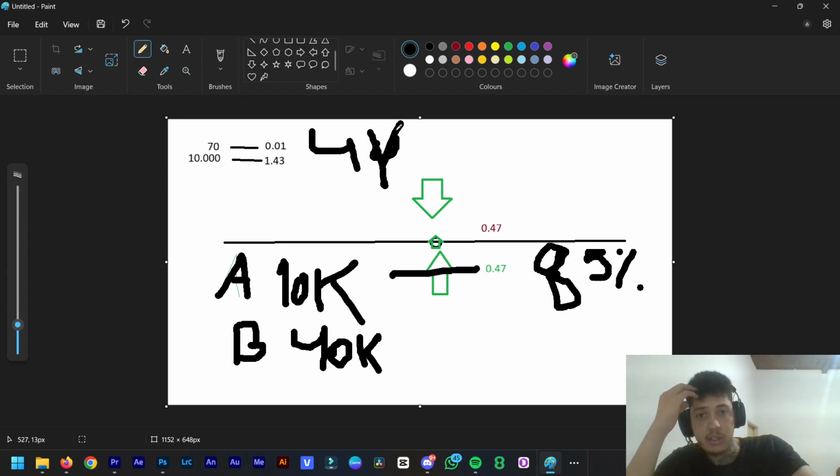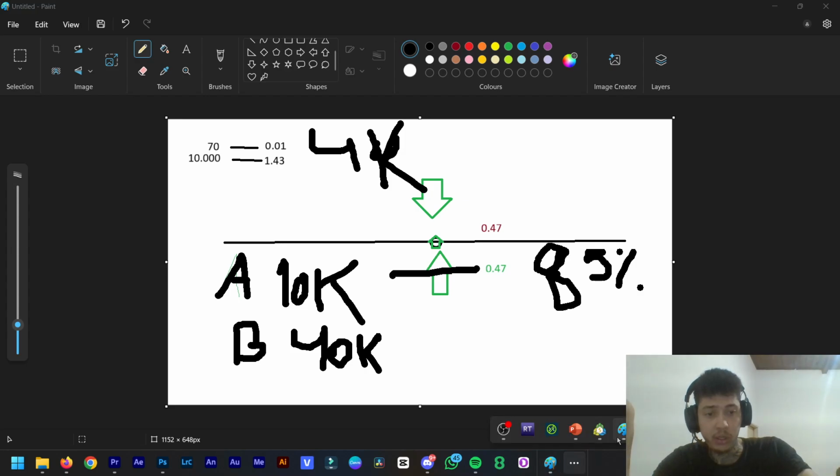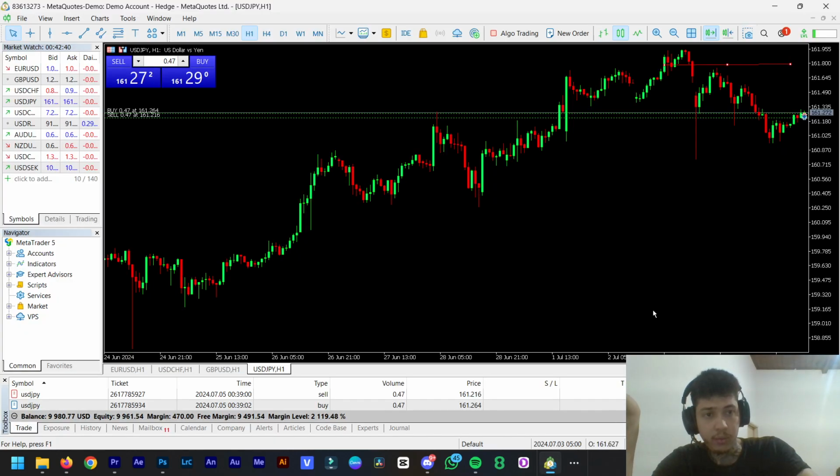So 10% of 40,000 is 4,000. And then you would do the strategy, for example, here on account B to save account A. But you're going to tell me no. But you're still going to tell me, oh, but why are you using the margin of account B?